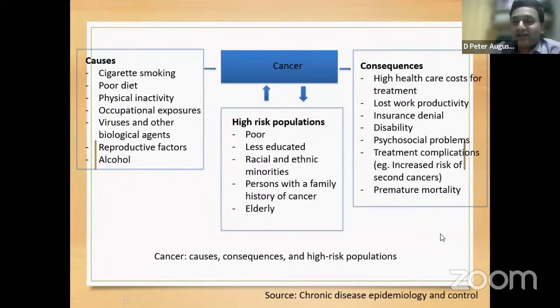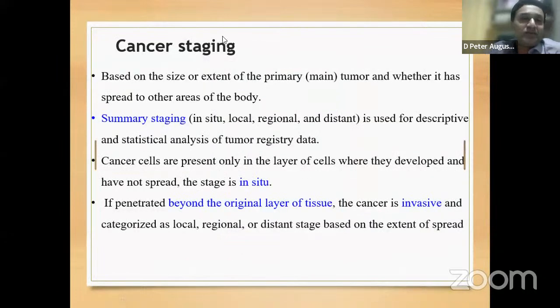As we know, it is really costly and very painful, and we know how people are struggling in our own family. We might have seen somebody, right? So that's the staging. We say 0 to 1. In summary, staging: in situ, in that particular place, it's a beginning; then local, regional, and distant. Based on this, we can say the stage is 0 or 1 or 2 or 3 and 4.